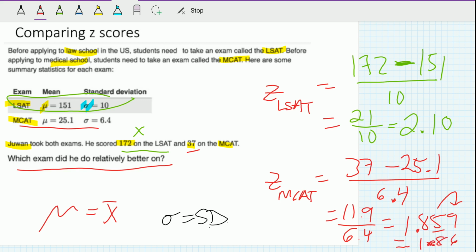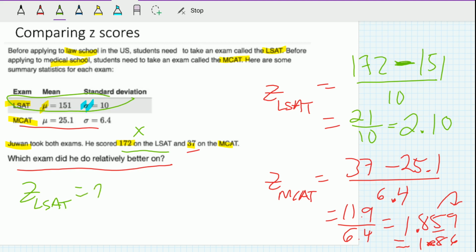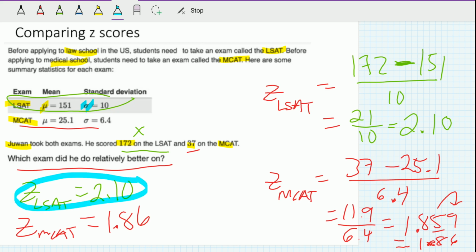So this person named Juwan has two z-scores, right? We can obviously tell which one is bigger, but if you can't, I'm going to do it over here. His z-score for the LSAT is equal to 2.10, and the z-score for the MCAT is equal to 1.86. So obviously for both of them, he scored better than the average. But the one that really stands out is the LSAT, because it's two standard deviations above the mean, which is pretty high.